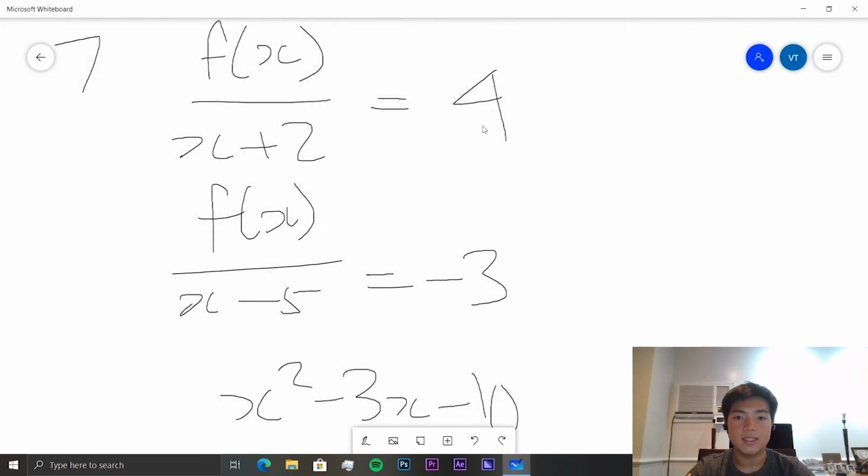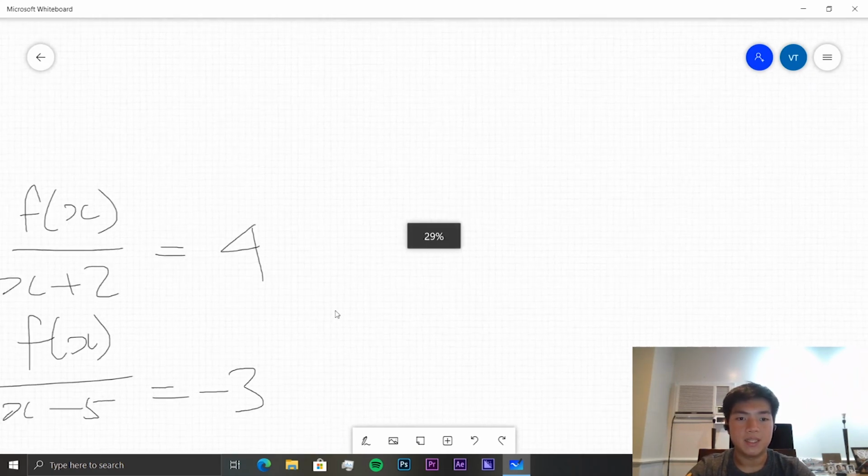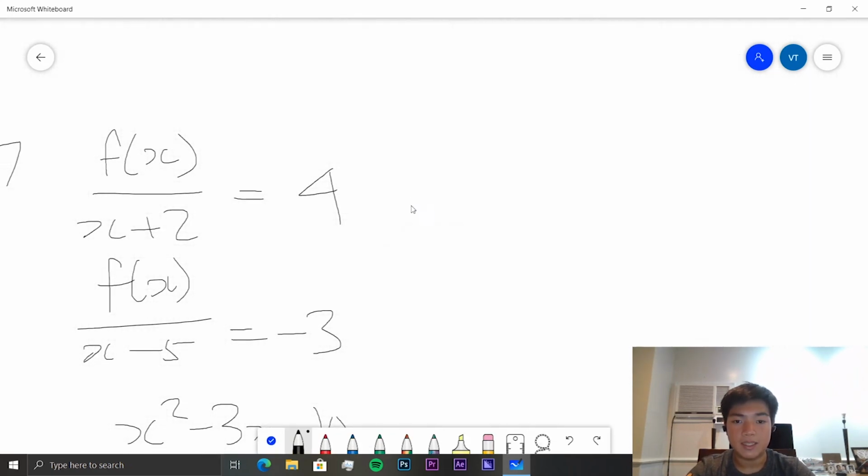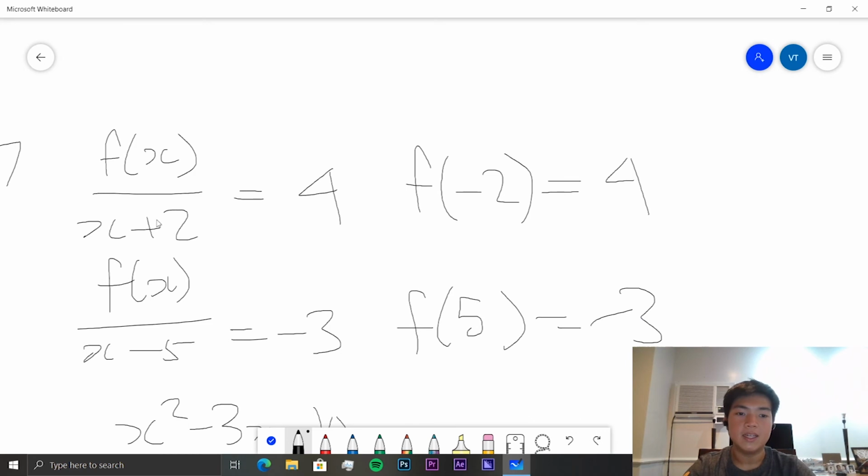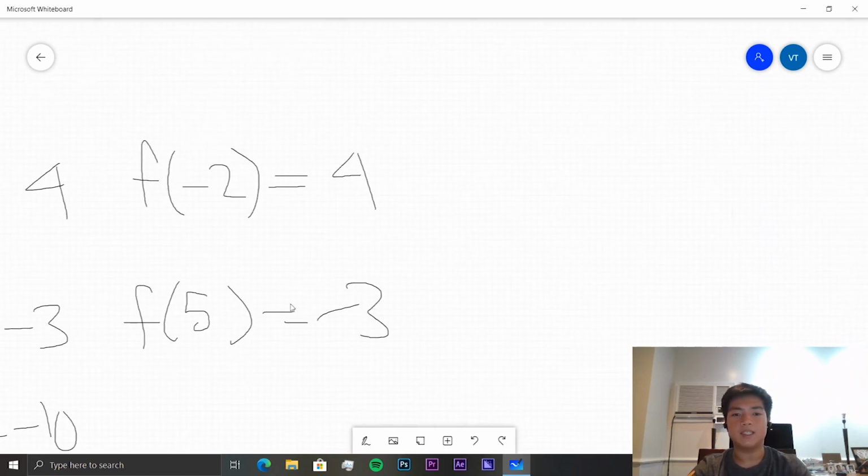Okay, so what does this tell us up here? This is pretty important. Since we have the function divided by x plus 2, it tells us that f of negative 2 is equal to 4, right? And it also tells us that f of 5 is equal to negative 3, since we're dividing by linear functions here. So the remainder should be the same when we substitute in the negative value. But what is this also equal to?